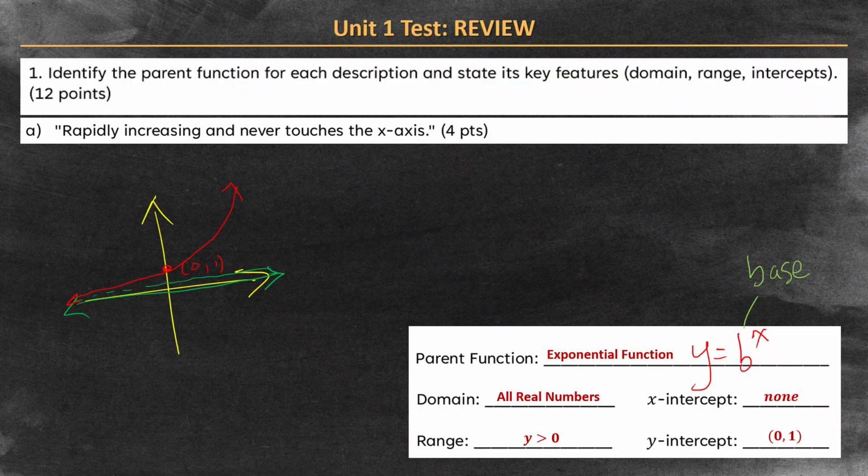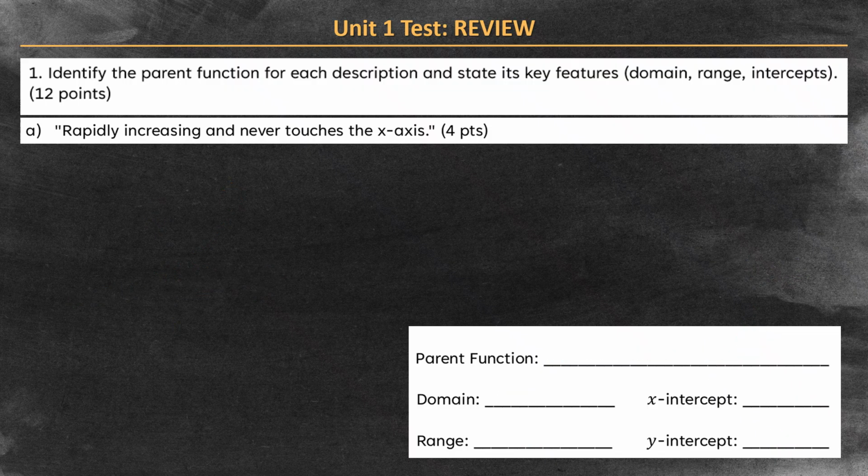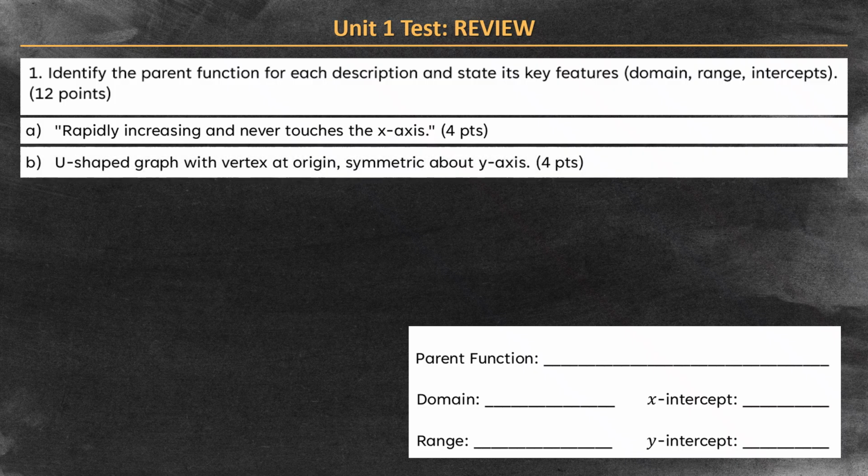Now for part B, let's take a look. Part B. We see a U-shaped graph with vertex at origin, symmetric about y-axis. Now let's again do a quick sketch of a U-shaped graph. The vertex is going to be at the origin, right? So what does this look like? It is a quadratic function.